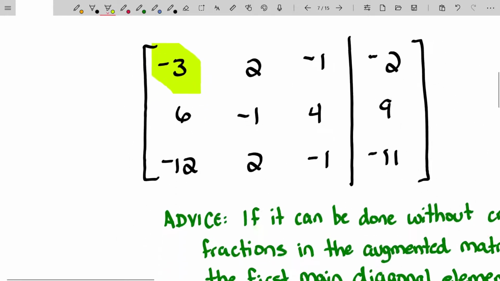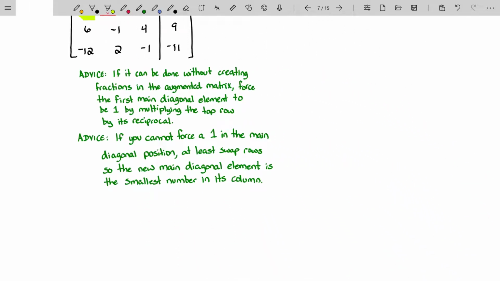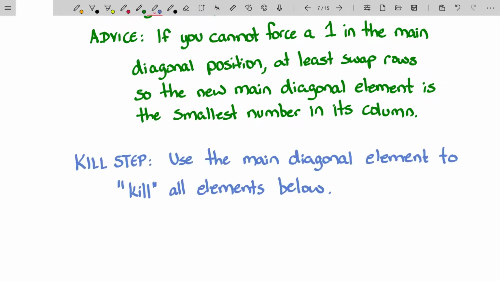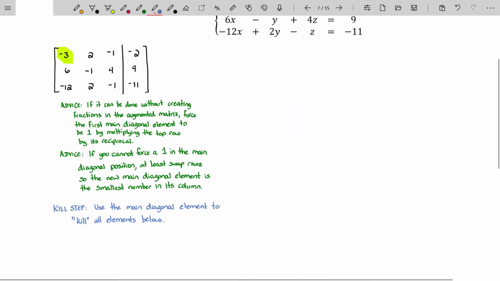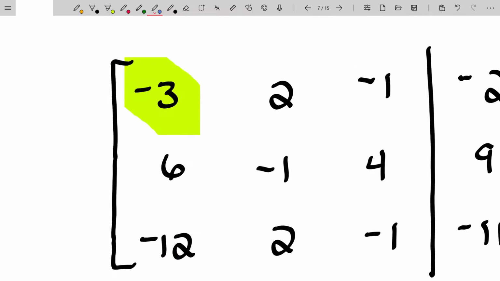I'll go ahead and write that down here. Let me zoom in. So I call that the kill step. Use the main diagonal element to kill all elements below. So let me showcase how I would say that up here, because this is where I note to the world what I'm doing. And the way that's done is the following.